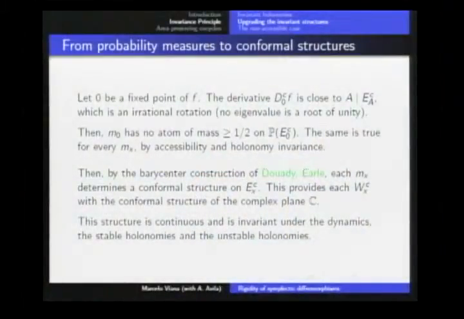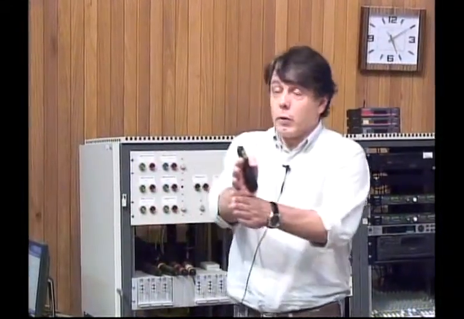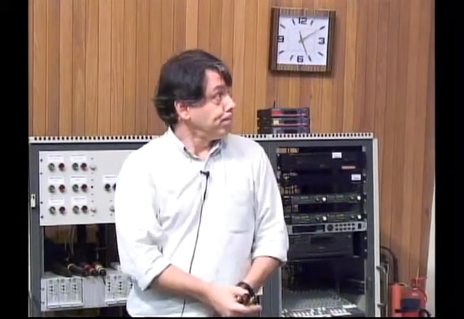So stage 1, the invariance principle gives you invariant measures on projective space, on the projective center bundles. Stage 2, by calling the help of Douady and Earle, you move this measure theoretical structure into a conformal structure on each one of the center leaves. Of course, the way it was obtained, this construction is invariant under everything. It's continuous. It's invariant under the dynamics. So your diffeomorphism sends each center leaf to another center leaf as a conformal mapping, and it's invariant under the holonomies as well.